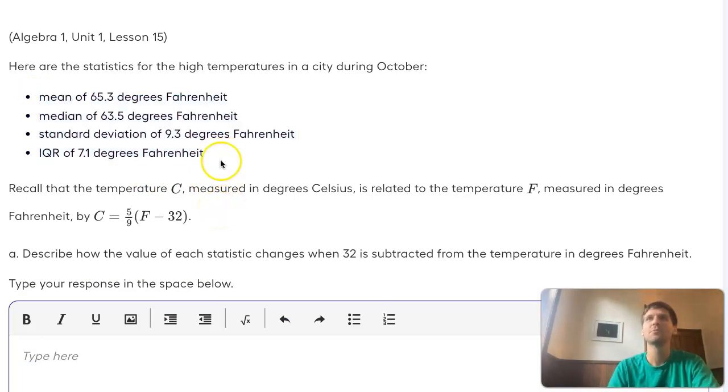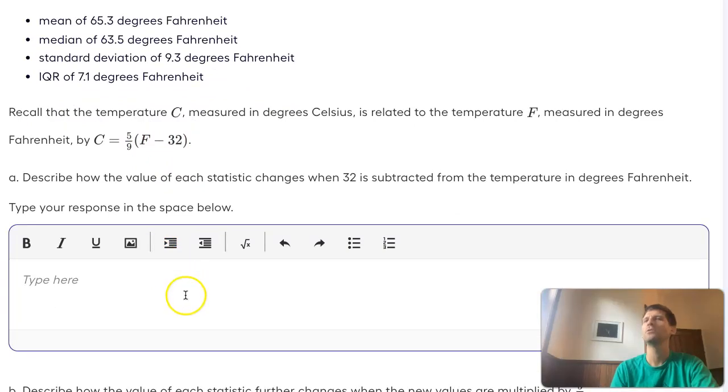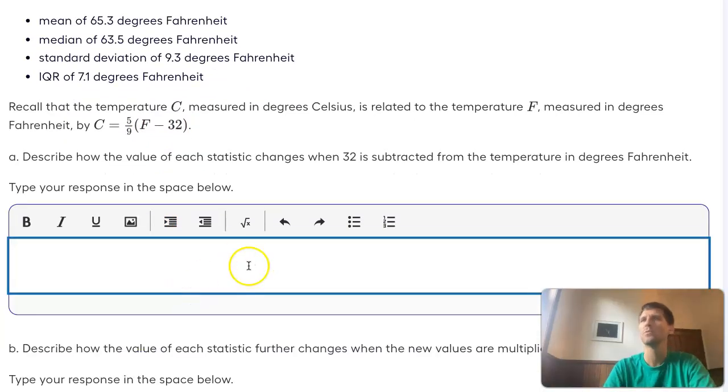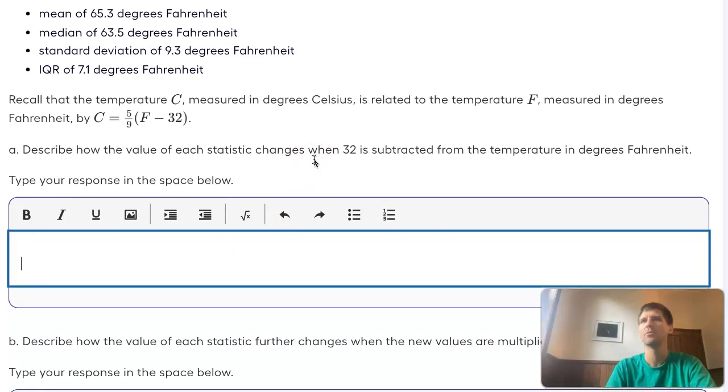So, here are some statistics that are given. It's the high temperatures in the city during October. They give us the mean, the median, the standard deviation, and the IQR, the interquartile range. They give us the equation to convert from Fahrenheit to Celsius. We have to take 32 away, then multiply that difference by 5/9. So describe how the value of each statistic changes when 32 is subtracted from the temperature.